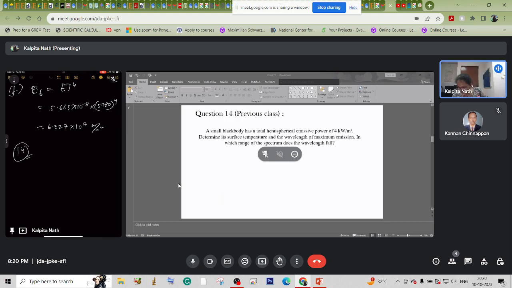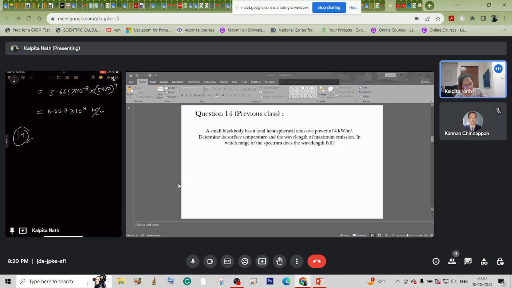Okay, let's solve this question. As I've already said, it is a black body, so for the emissive power we'll be using sigma T to the power 4. So this is 5.669 into 10 to the power minus 8 T to the power 4, and here the emissive power is given, so 4 into 10 to the power 3 watt per meter square, right? So here T we will get as 515 Kelvin.